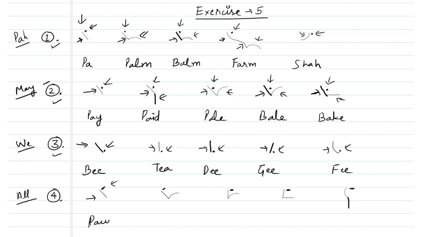Next we have this p, then aw, then l, so p, aw and l is Paul, so Paul. Next t, aw, l, so it's tall. Next we have j, aw, k, so it's chalk. Next we have this ith, then aw, then d, so it's thawed. We're done with the fourth line.